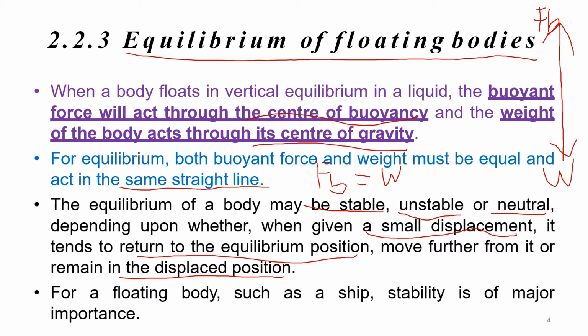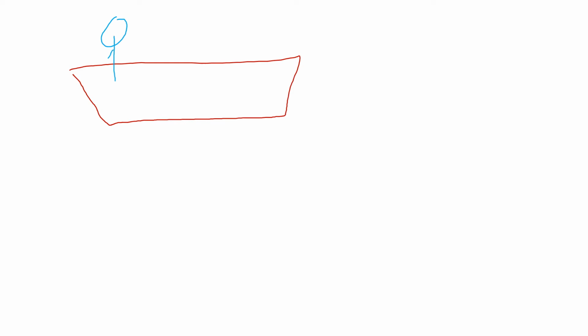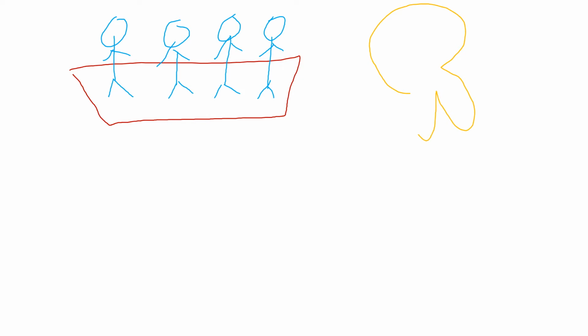For a floating body such as a ship, stability is very important. When we construct a ship, the main point that we need to consider is the stability of the ship. So for example, let's say we have a ship, and inside the ship we have 4 persons. And then suddenly they see a big giant squid. So what happens to the ship? The ship akan jadi tidak stabil.